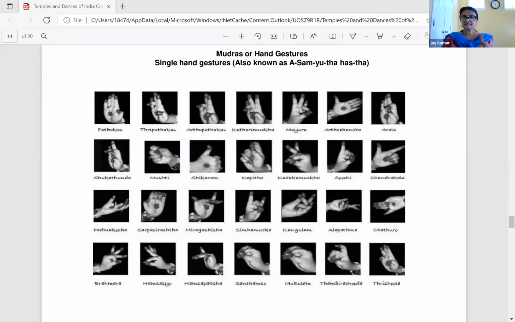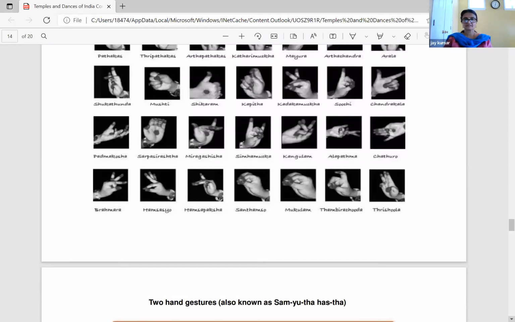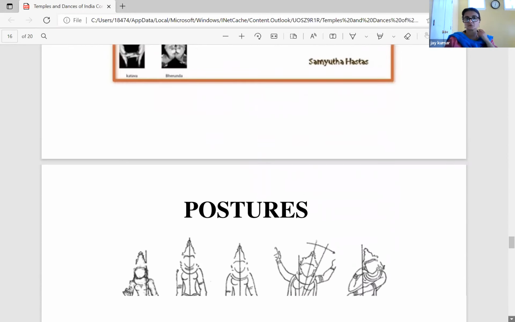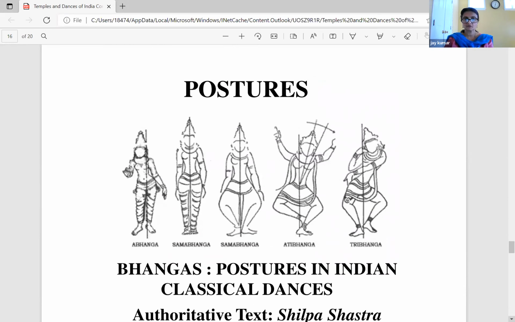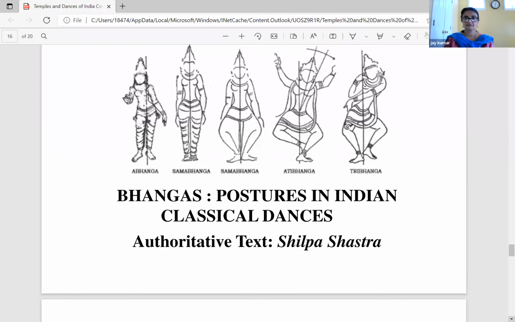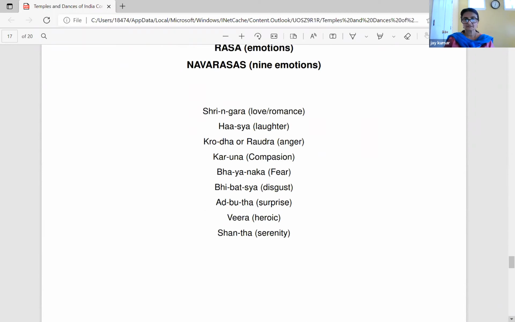Okay, so this is, like I mentioned, the single hand gesture and the two hand gesture. We have completed those. Okay, and the next one is the emotions. This is the posture that I already mentioned to you. Like I mentioned, the Samabhanga and Adibhanga, those are the two that I mentioned to you. There are a number of other postures also, but I'm just trying to highlight and show you what I think is just needed or simple. Okay. All right. So the next one, like I mentioned, is the emotions.